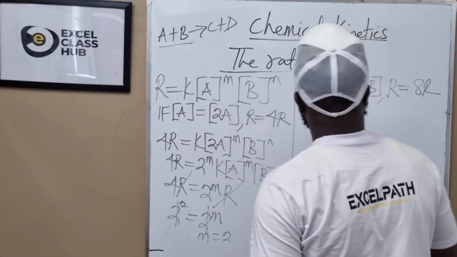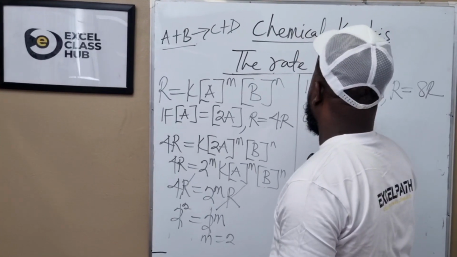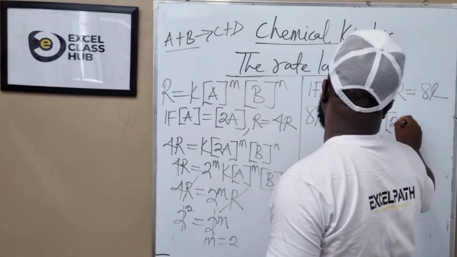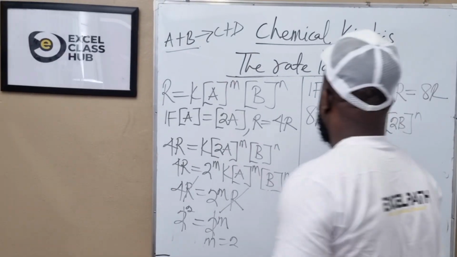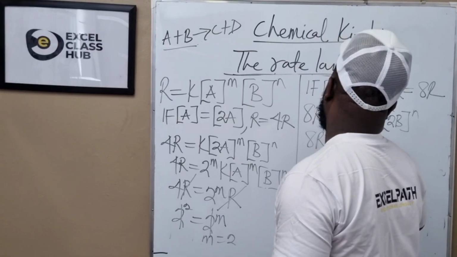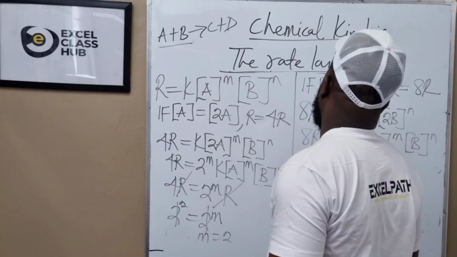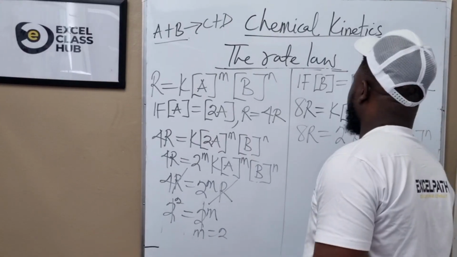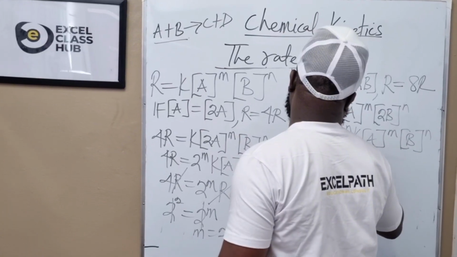So let's bring that to the rate law expression. Instead of R here, we write 8R is equal to K, concentration of A raised power M, then 2B raised power N. So what does that become? That becomes 8R is equal to 2 raised power N, K, concentration of A raised power M, concentration of B raised power N. Now, this whole expression resembles our R. So 8R is equal to 2 raised power N R.